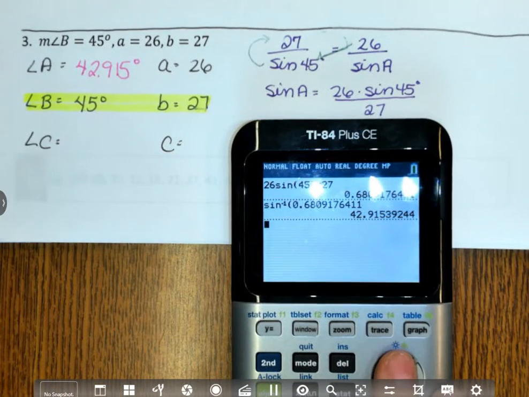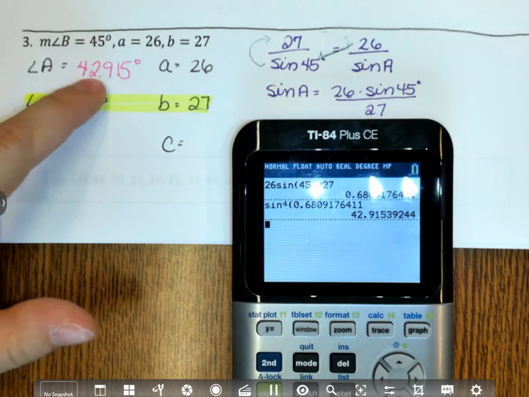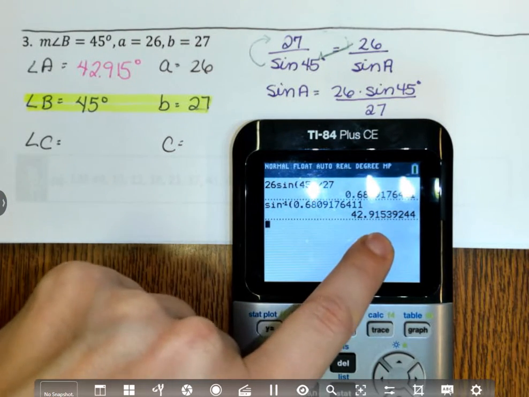Literally just arrow your calculator up till it's highlighting the number you want, hit enter, it grabs it and shoves it wherever you want it. Okay? Now the trick with this, to be accurate, you are not allowed to round unless you are writing something down on your paper. So I'm not going to use 42.915. I'm using this, all of that.